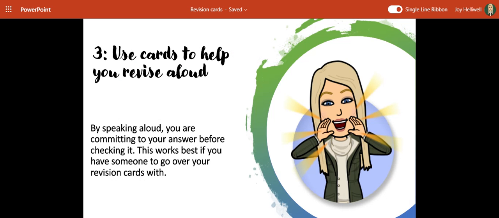So my third top tip is to use revision cards to help learners revise aloud. Now, this might be quite daunting, particularly if they are maybe a little bit shy, but actually by speaking aloud, learners are having to commit to their answer before it is checked. So this works really best if learners have someone who can support them in this and go over their revision cards with them. So by having someone check their answers as they go through them and as they say them aloud, it means that learners aren't able to pretend that they know the information as it is being checked.